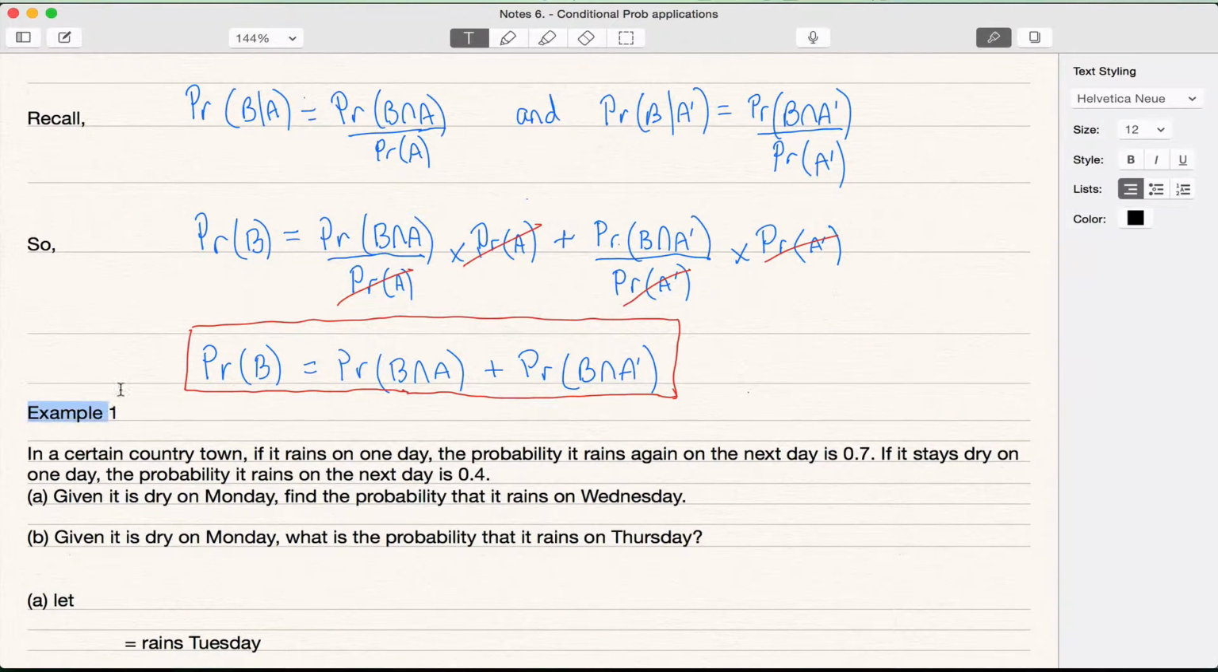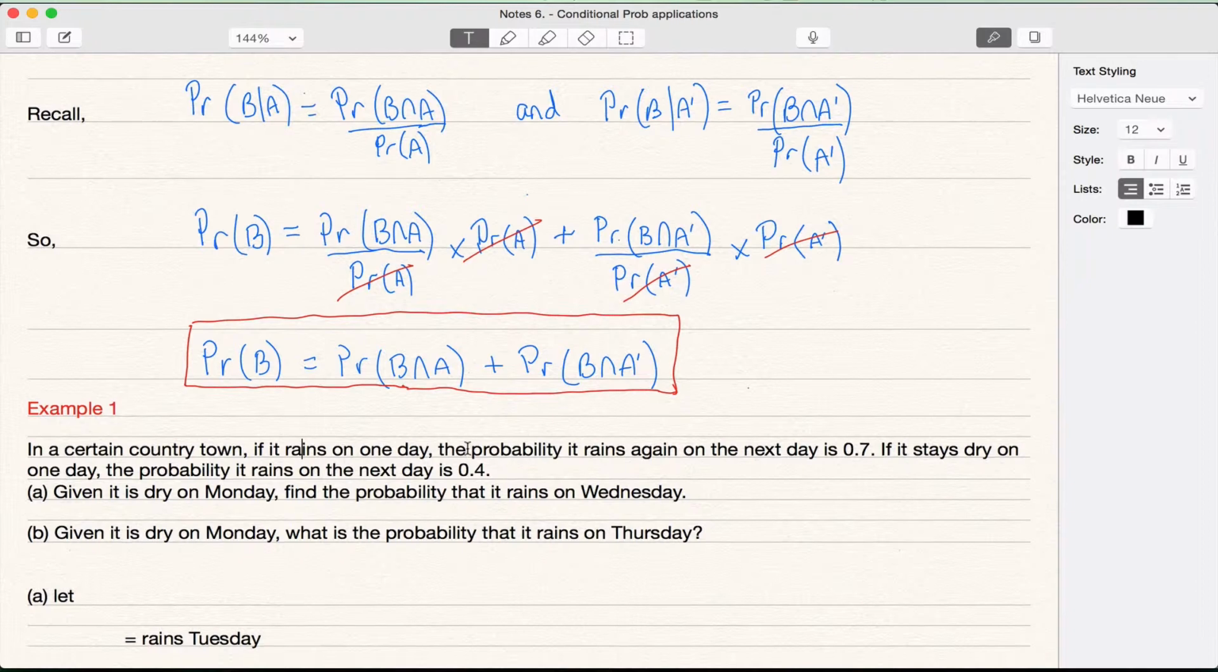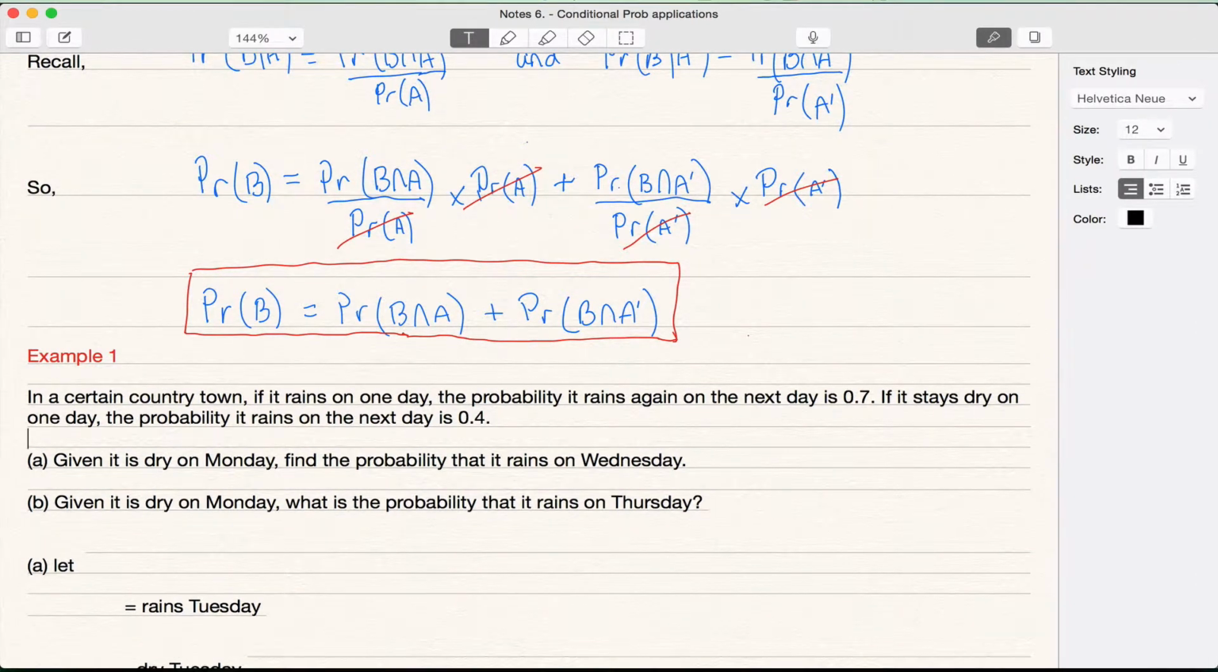Okay, example 1 says, in a certain country town, if it rains on one day, the probability that it rains again on the next day is 0.7. If it stays dry on one day, the probability that it rains on the next day is 0.4. Part A, given that it is dry on a Monday, find the probability that it rains on a Wednesday. And part B, given it's dry on Monday again, what's the probability that it rains on a Thursday?